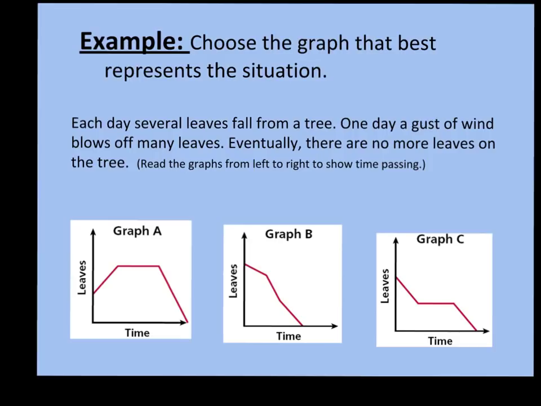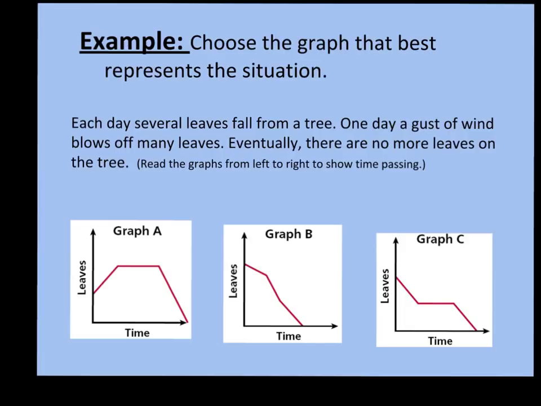And then it is important to note that you read graphs from left to right, just like you do any sort of book that you would be reading. And this is also showing that time is passing as these things are happening. And as you're moving from left to right, time is passing by. So, for starters, it's important to note each day several leaves fall off a tree. So, there are already leaves on a tree, which is why you'll notice that all of these graphs start somewhere on the y-axis. It's not starting at the bottom at 0, because that would represent no leaves on the tree. So, they all start somewhere with leaves on a tree.